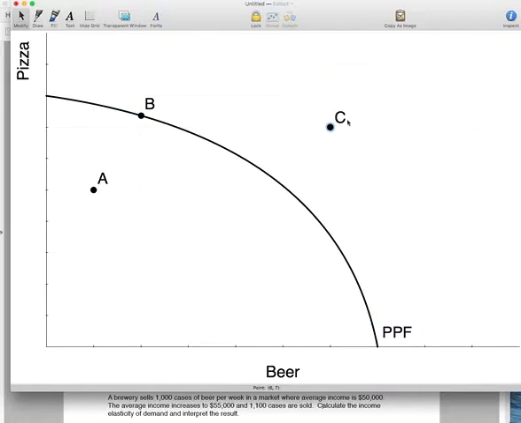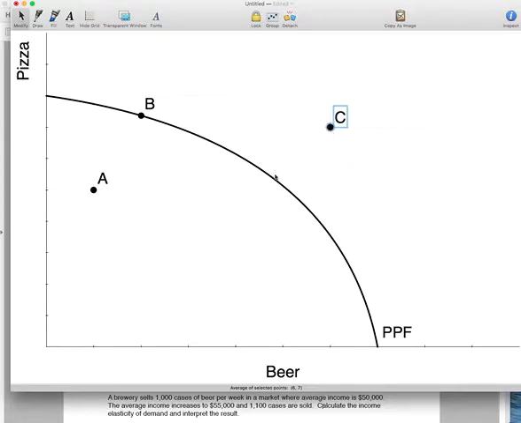If you take a look at here, point C is to the right of the PPF. So if this is the maximum that is possible to produce with efficiency, C cannot be produced at the present time. All right? So if this is the maximum, this exceeds the maximum, point C cannot be produced presently. It could be produced in the future. For example, the PPF could shift outward to include C.